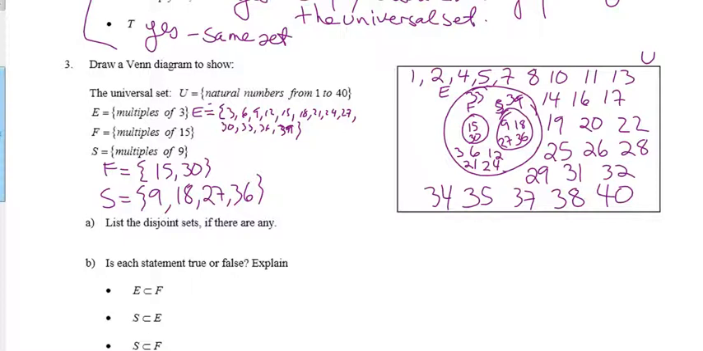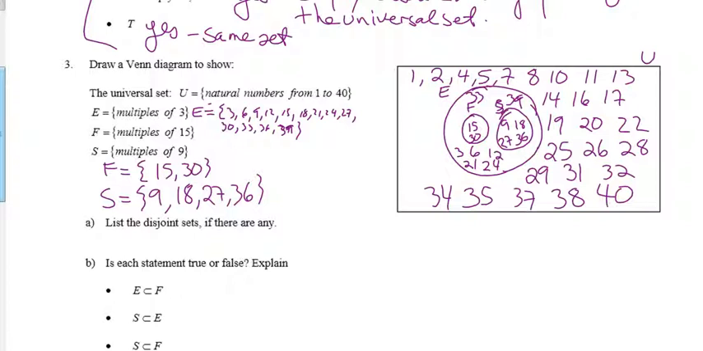Okay, so that box U contains every number from 1 to 40, listed only once, right? You're not going to find a 5 in two different places, and each is placed in its appropriate set. If it's a multiple of 3, it's inside the circle E. If it's then a multiple of 15, it's inside the circle F, which belongs inside E because 15 and 30 are both multiples of 3. If it's a multiple of 9, it's inside the circle S, which is inside the circle E because any multiple of 9 is also a multiple of 3. So what we're doing is sorting things into particular sets.